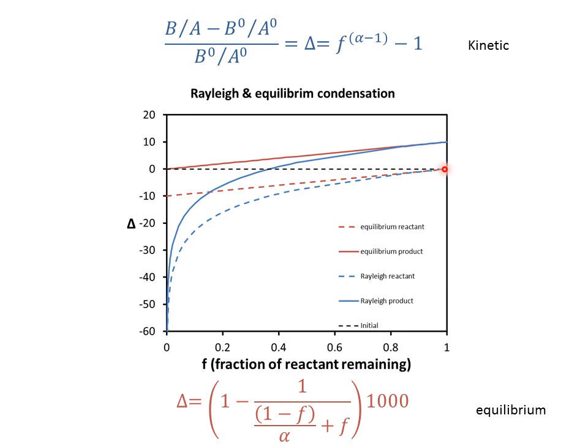So we start here. If we took that water vapor and condensed it all, we'd move to here, and we'd finish with exactly the same isotope ratio that we started with. Because all we've done is take everything out of one phase and move it all into the other phase, so you couldn't have fractionated the isotopes.